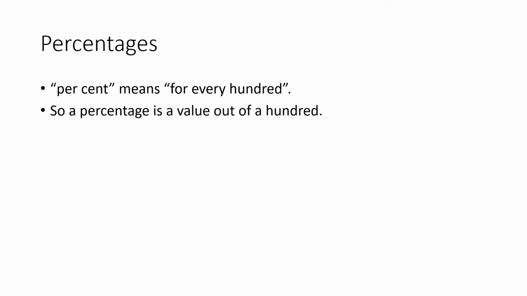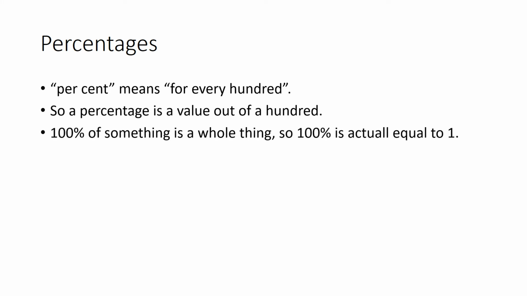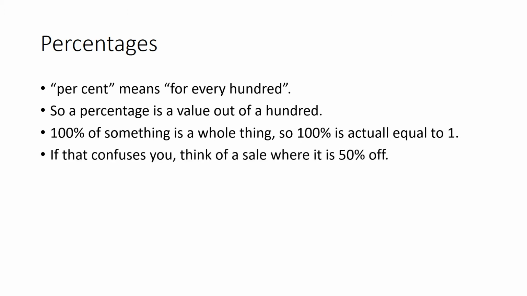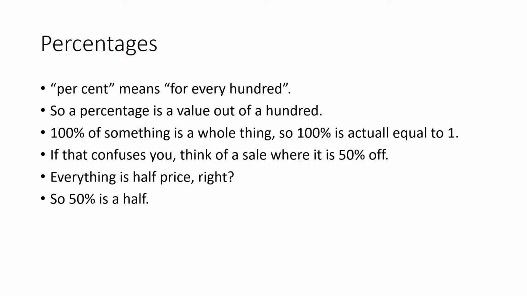Okay, now let's look at percentages. Now percent, I'm not sure if that's Latin or French or what, but it means for every 100. So a percentage is a value out of 100. If you've got 100% of something, that's a whole thing. So 100% is actually equal to 1. Some people get confused by that idea, but think of it this way. If you go into a shop and everything's 50% off, we instinctively know by now that means half price. So if 50% is half, then 100% is both halves, the whole thing. Maybe that will help, right? So 50% is a half, 100% is a whole.